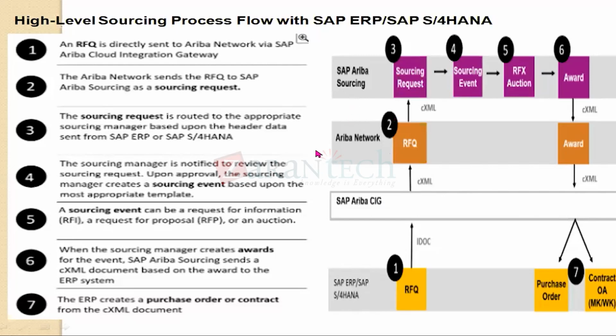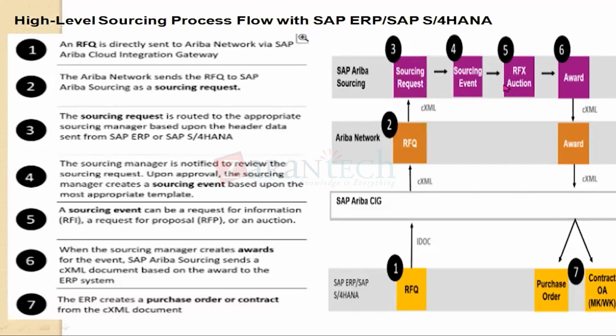Then the sourcing manager or sourcing agent has to process that sourcing request. They have to perform the required activities based on your customer's system configuration. Once they complete that, they have to create the different kinds of RFX events, whatever they want: a request for information, a request for proposal, a reverse auction or a forward auction. Whatever event they want to create, they create it in the Ariba sourcing solution. Once they run the event, after successful execution, they have to complete the awarding activity and do the supplier selection.